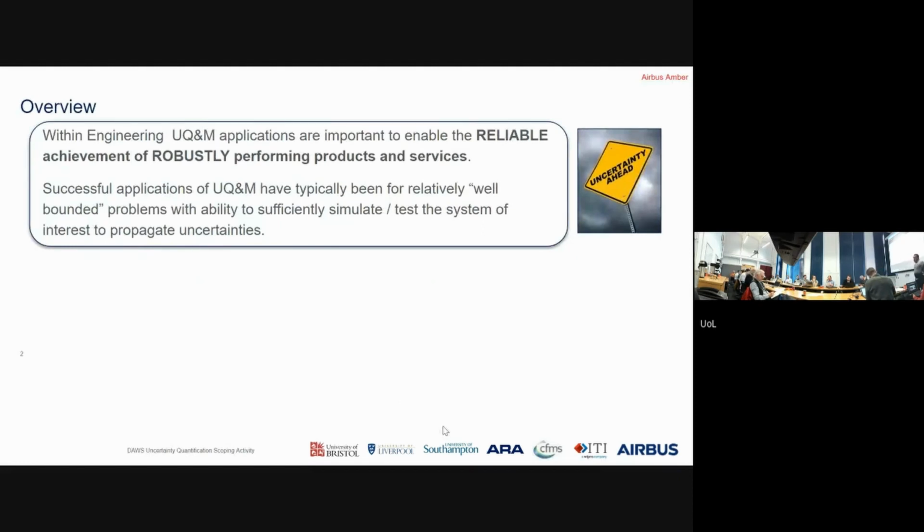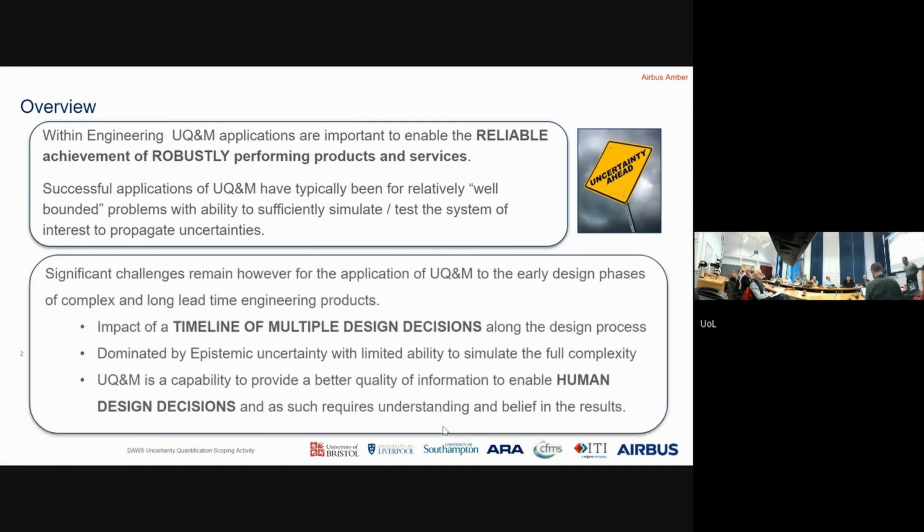So within engineering and aircraft in particular, UQ&M applications are important, enabling the reliable achievement of robustly performing products and services. It's a very nice statement. I would say typically successful applications of UQ&M have been for relatively well-bounded problems, where you're able to sufficiently simulate or test the system of interest and identify the uncertainties, and they are relatively controlled. That's where we've had significant success.